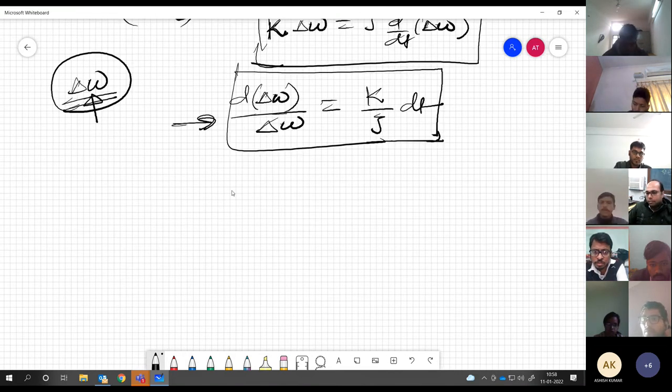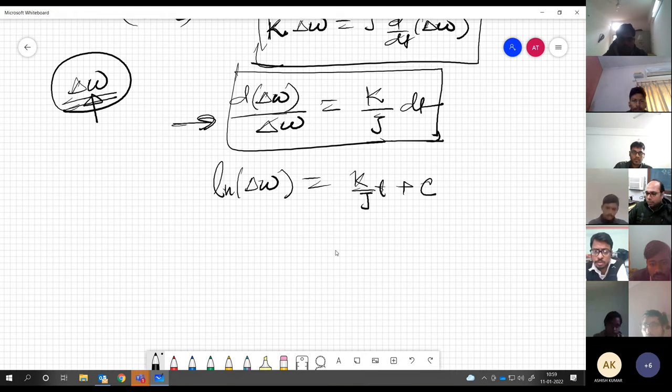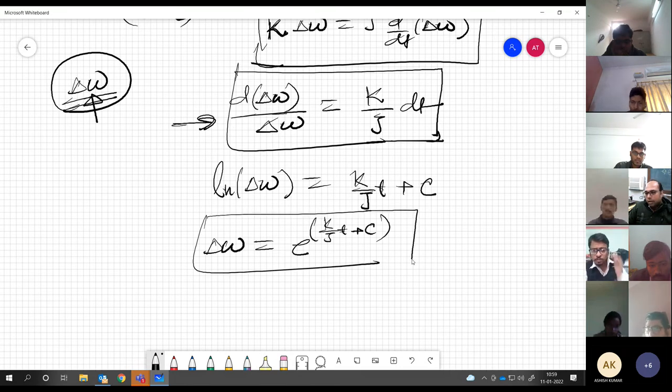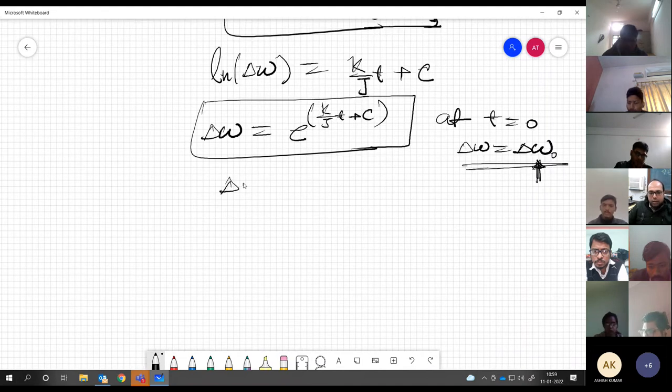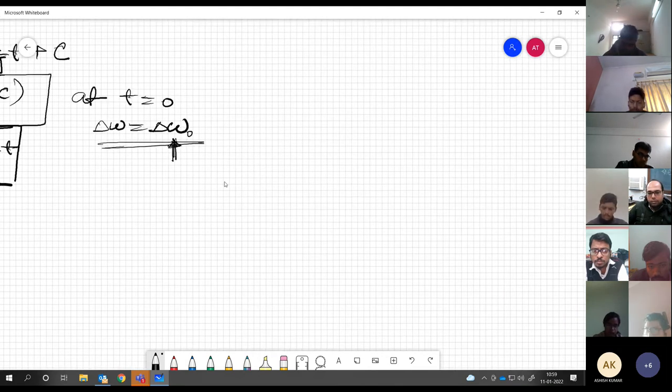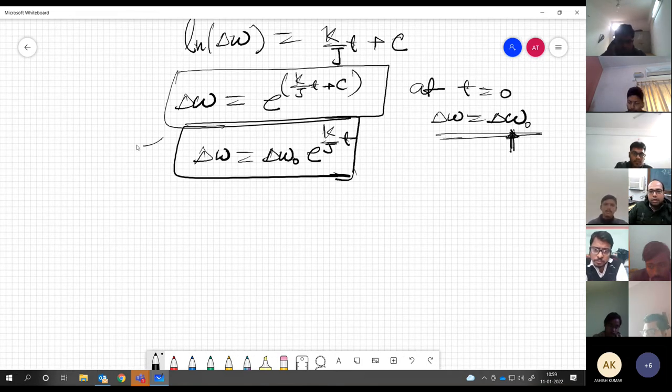What is the integration of this? Is this fine? So we can always write this as this, the solution of this differential equation. And we know at t equal to 0, what is the value of delta omega? It is some constant, whatever perturbation we have given, delta omega naught. This is the initial perturbation we have given. So then this constant C you can figure out, and then this can be written as this. Fine. This is the solution of this system.